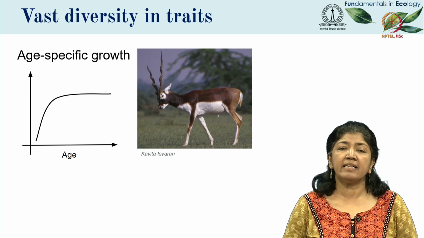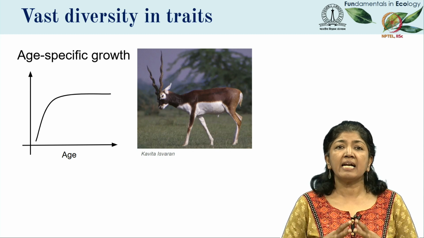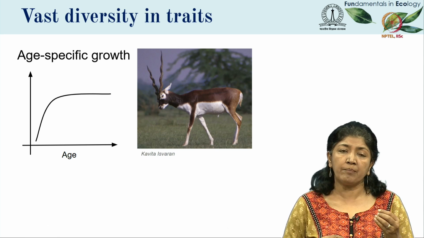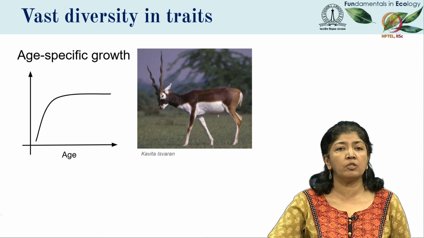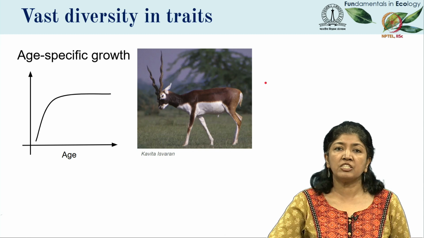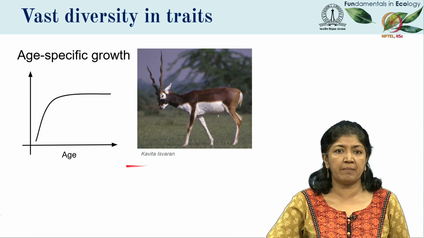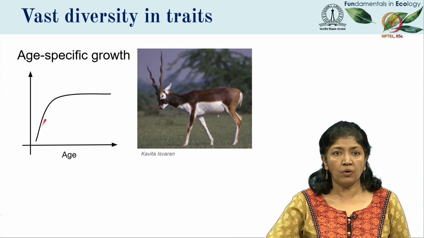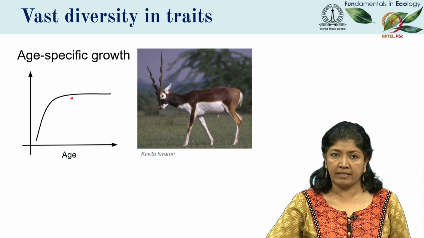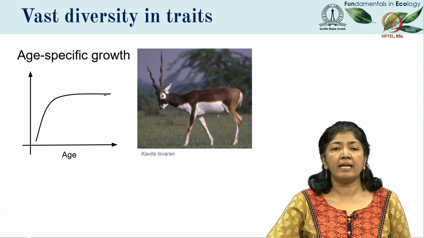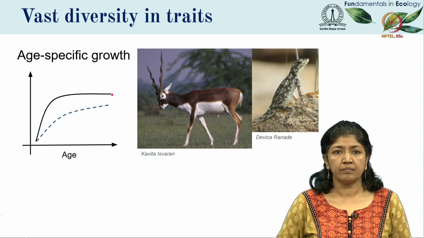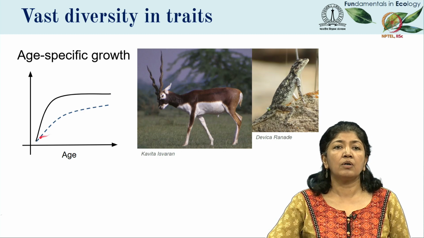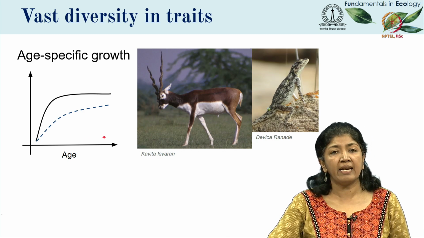So, in life history theory, we try to understand the vast diversity we see in traits. For example, suppose you look at age specific growth patterns. In some species like large mammals like this blackbuck antelope, with age animals grow and then the growth rate decreases and stops. In other species like lizards and fish for example, growth can continue throughout their lifetime.